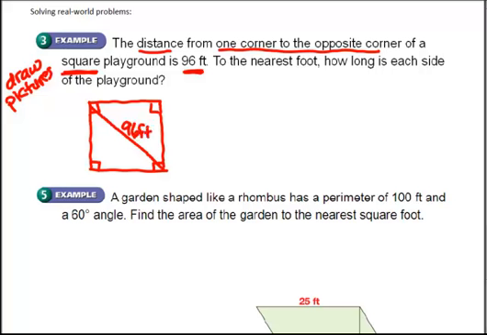To the nearest foot, how long is each side of the playground? This is what I don't know. Now here's the interesting thing. You could use Pythagorean's theorem.